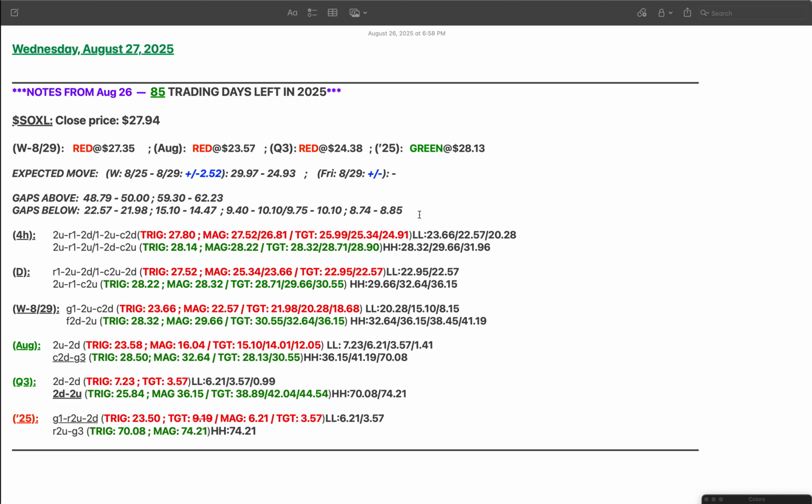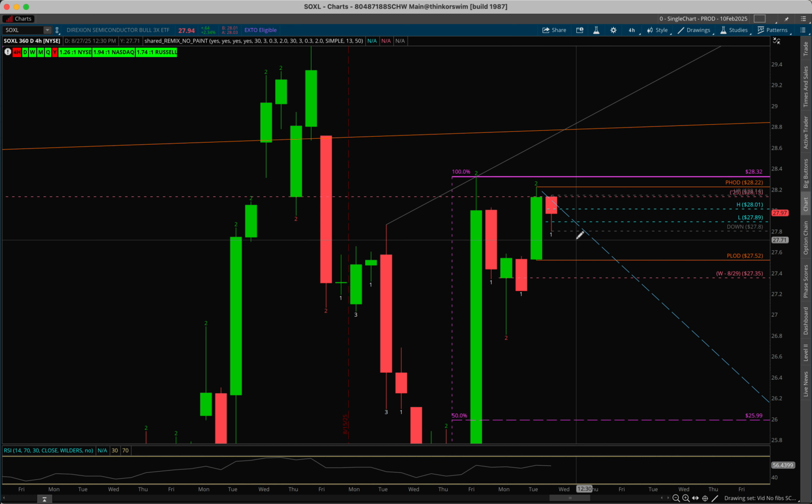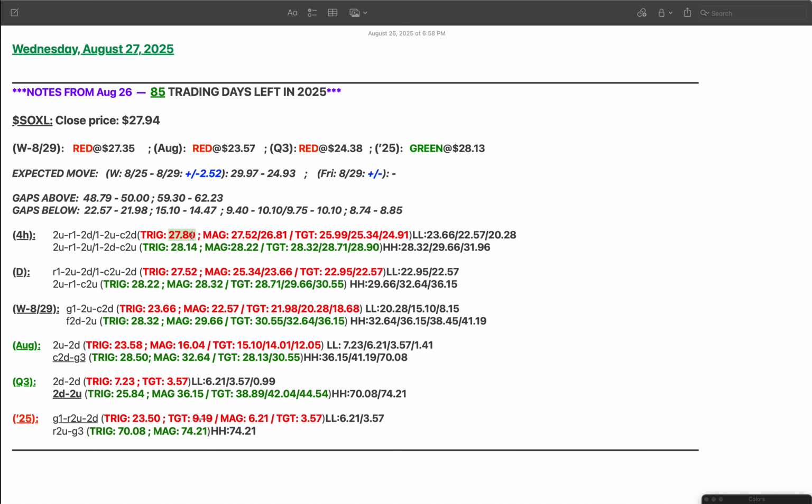So this is just a quick reference, our notes, so you can real quickly know where you want to get in and out. Looking at the downside, right, the trigger was 27.80. That's the low of the second 4-hour candle from today, because the first 4-hour candle of tomorrow would trigger the 2-1-2 down. 27.80 is the trigger, 27.52 is the target.